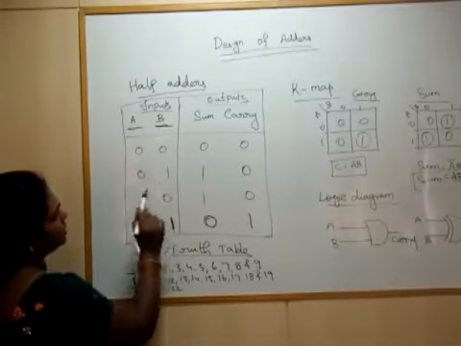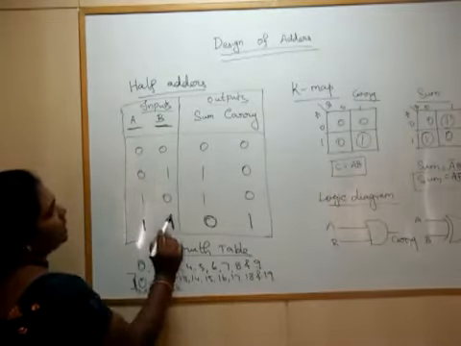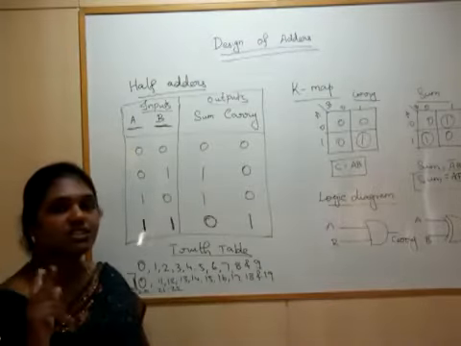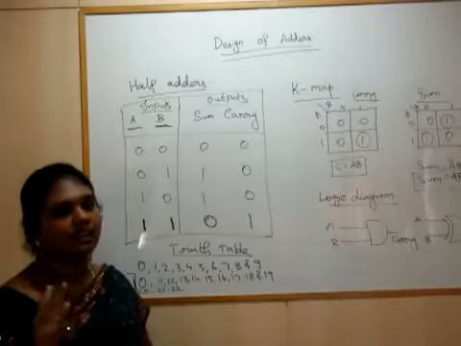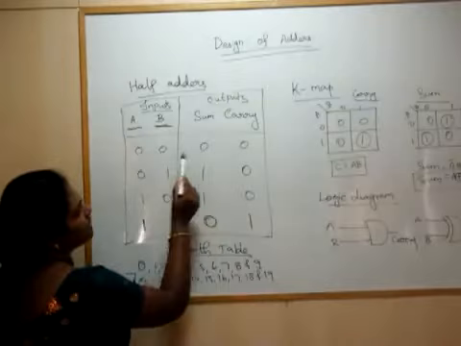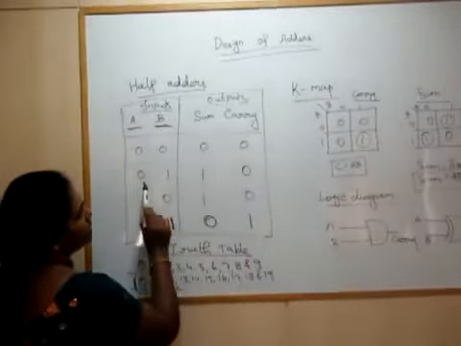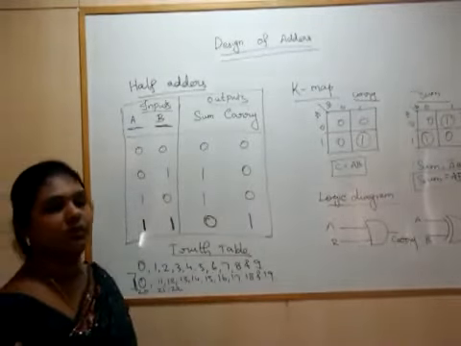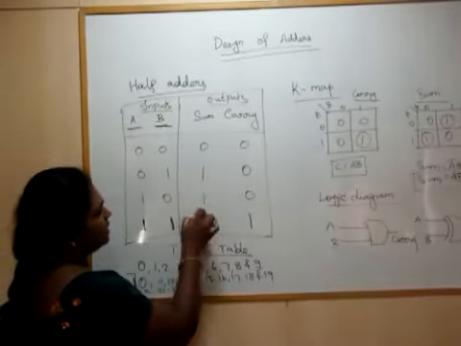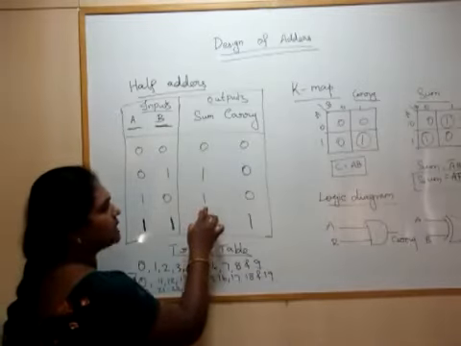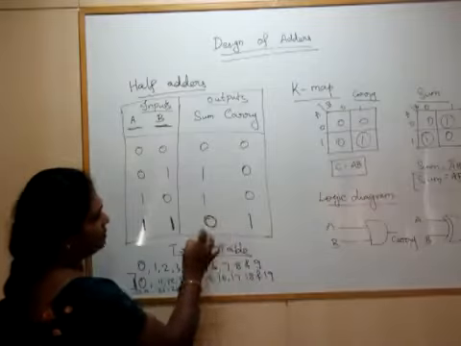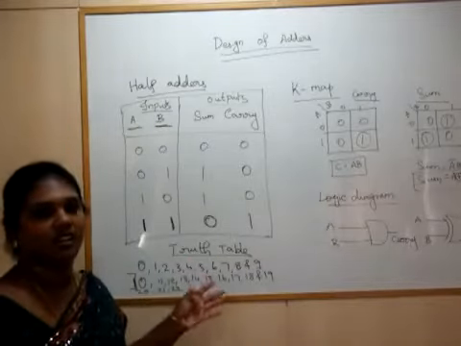Here the combinations of zeros and ones will be added: 0 plus 0, 0 plus 1, 1 plus 0, 1 plus 1. As you know, adders have two outputs, sum and carry. 0 plus 0 gives sum 0 and carry 0. 0 plus 1 gives sum 1 and carry 0. 1 plus 0 gives sum 1 and carry 0. 1 plus 1 gives carry 1 and sum 0, as I explained earlier.